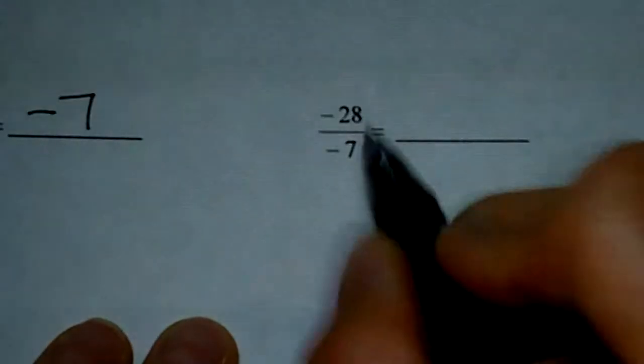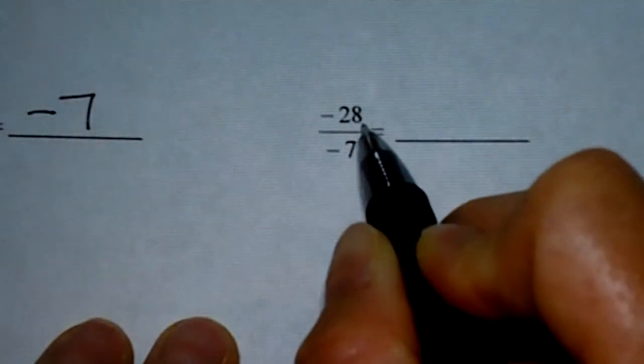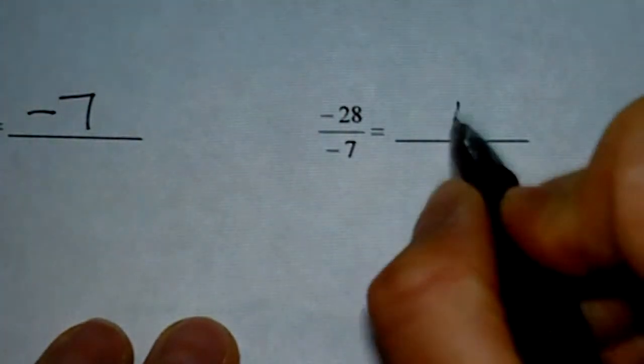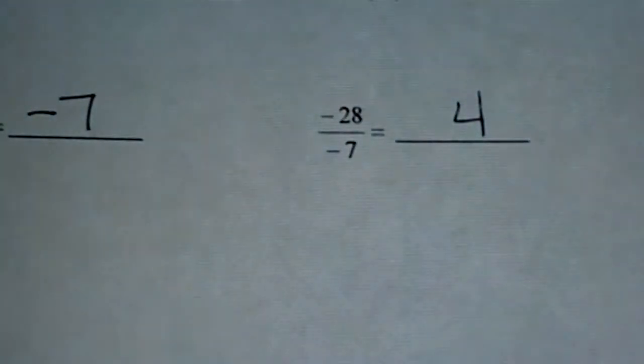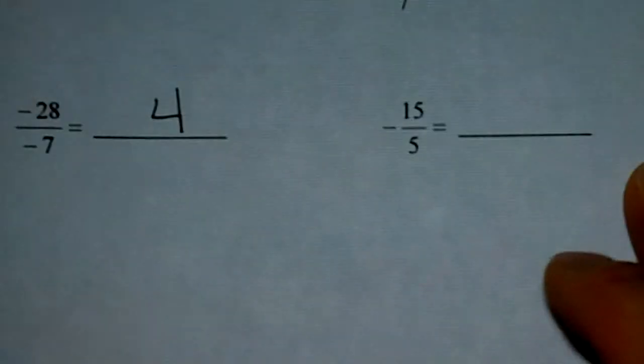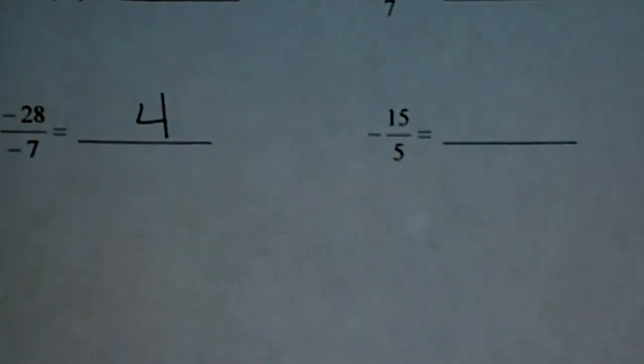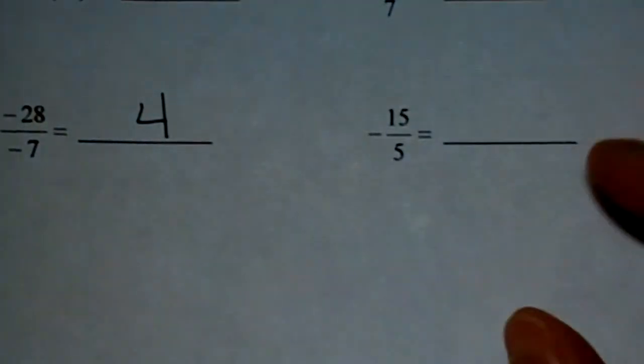Almost there. A negative divided by a negative. So 28 divided by 7, that's 4. A negative divided by a negative is a positive. This last one is a little bit different than all the rest that you've seen. This is one of those little tiny things that can make a big, big difference in your answer.